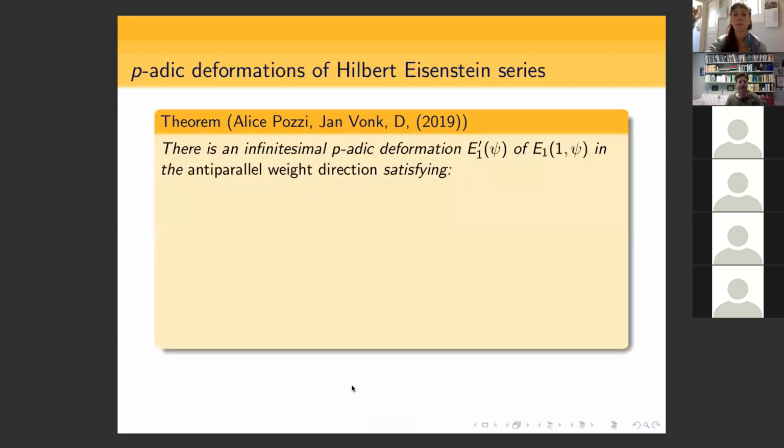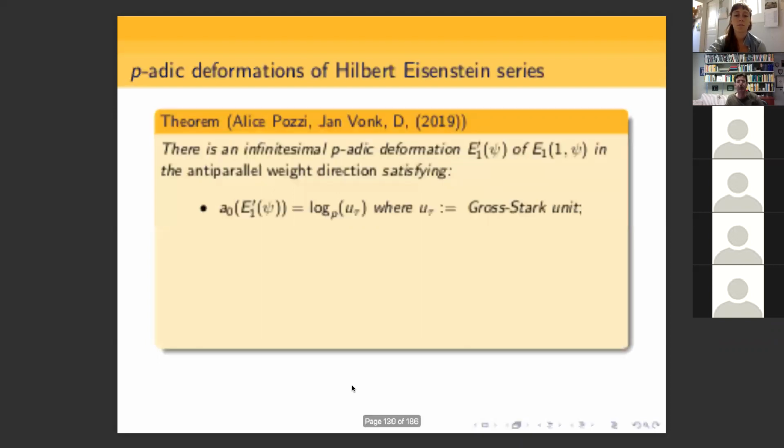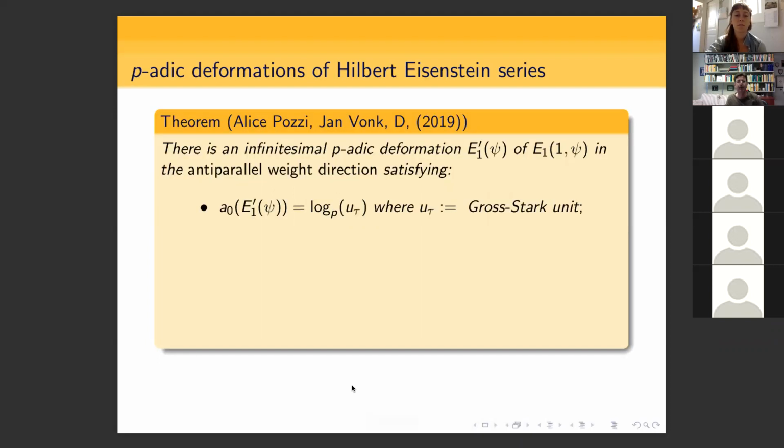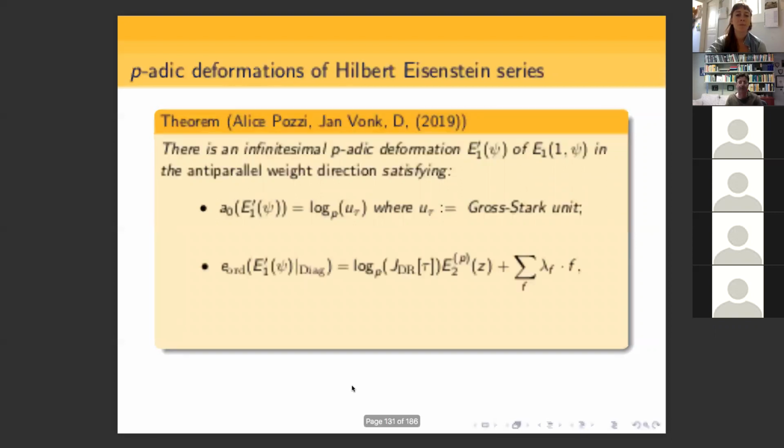Rather quickly, the main result that we prove with Alice and Jan is that there's an infinitesimal deformation of the Eisenstein series of weight 1 attached to 1 and psi in the anti-parallel weight direction, which satisfies the property that when you take the 0th Fourier coefficient of the deformation, you get the logarithm of the Gross-Stark unit, the full unit that you hope to capture with these constructions.